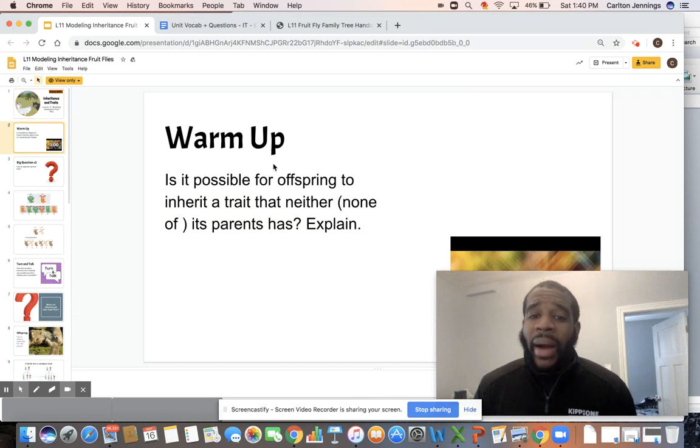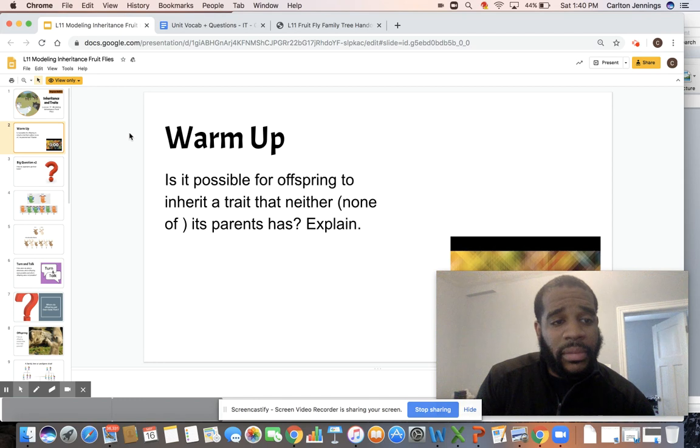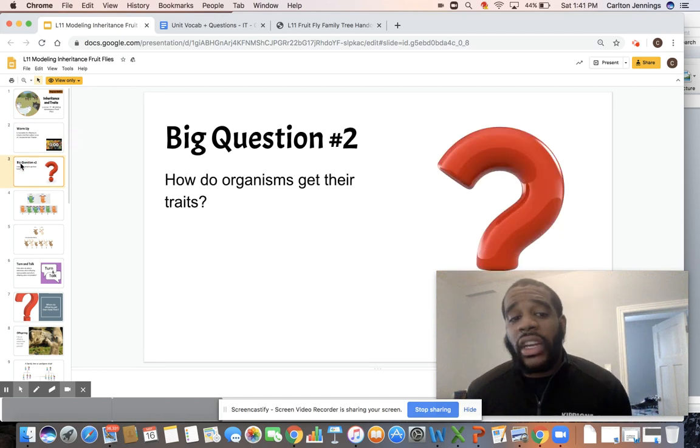So, warm up. Is it possible for offspring to inherit a trait that neither of their parents have? No. All of the traits are passed down from your parents or your parents' parents or people in your family tree who have those same traits, those traits that make you who you are. You can only get traits from people like your mom and your dad, and then people that are in their family.